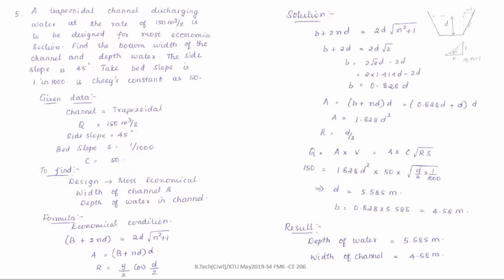So if it is an economical section, you have to use this equation for finding out the dimensions. What are the equations? B plus 2nd is equal to 2d into root of n square plus 1. Area is equal to B plus nd into d, and R is equal to d by 2. Okay.